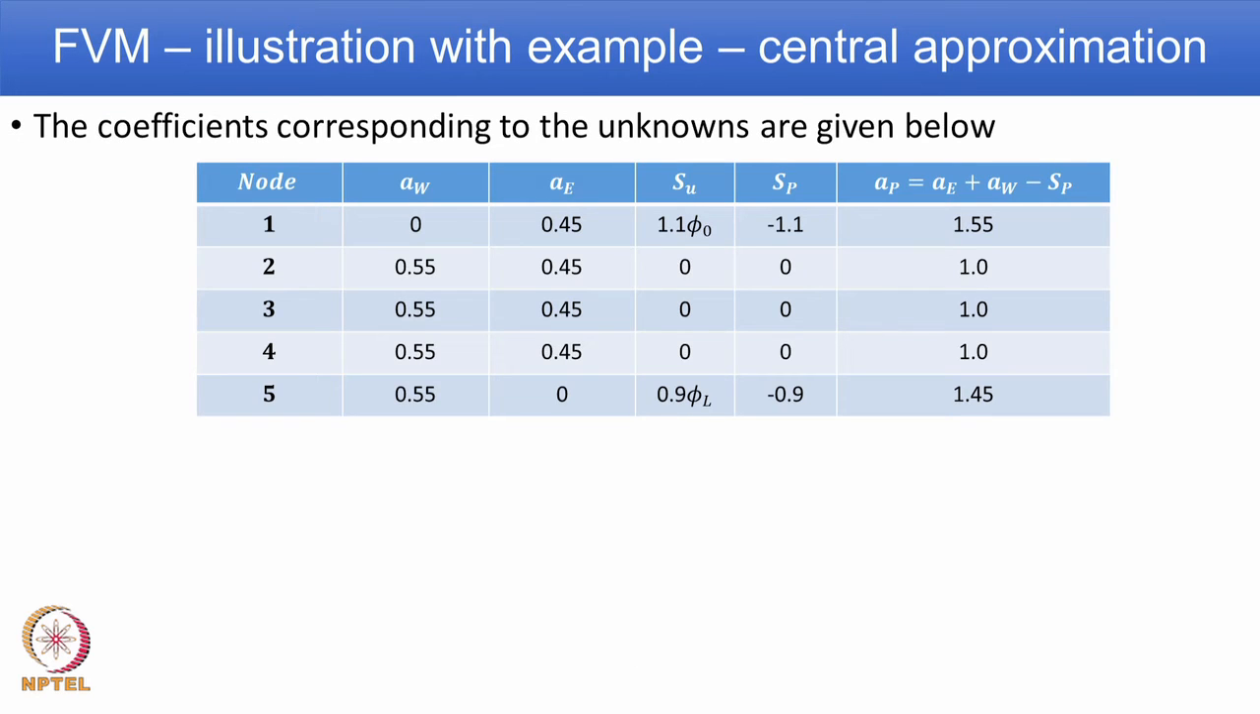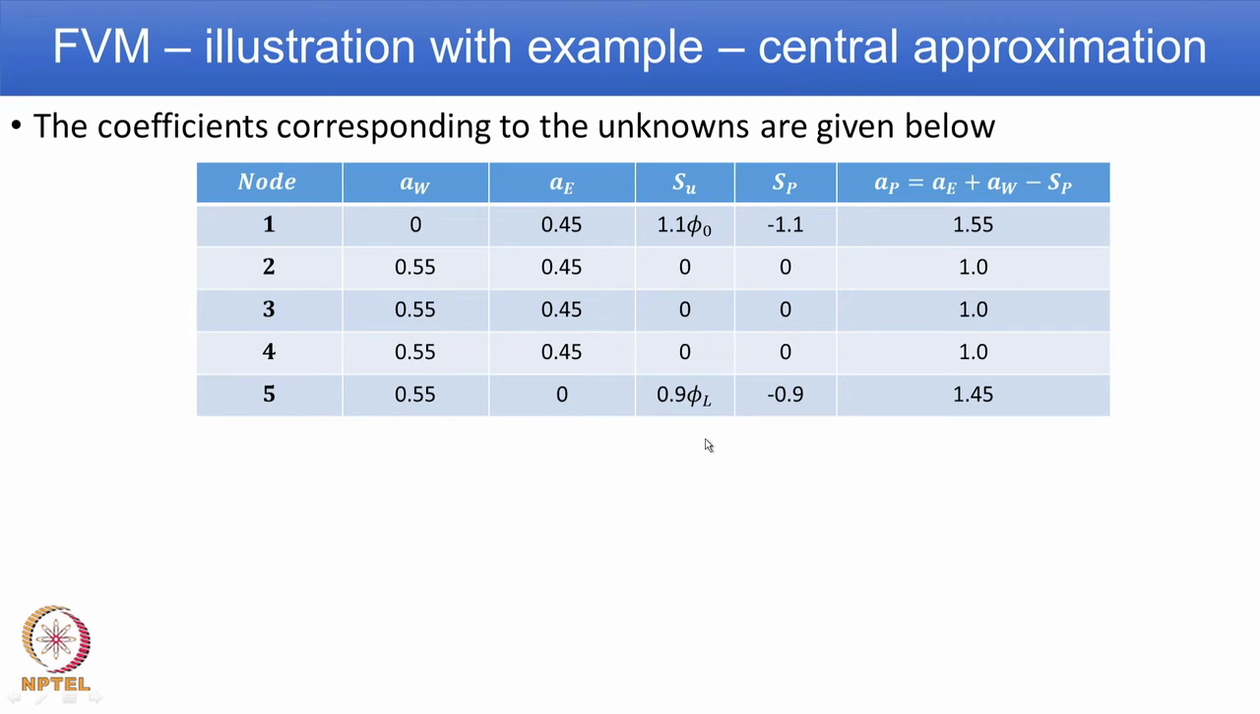We first do central difference approximation. We have already seen the expression for coefficients. Now we substitute these values, that is Fc, Fd values, in the expression for each nodal location, and we get values as shown in this table.